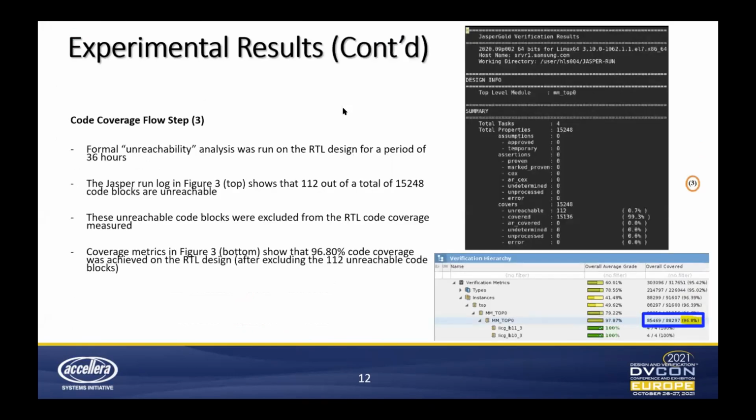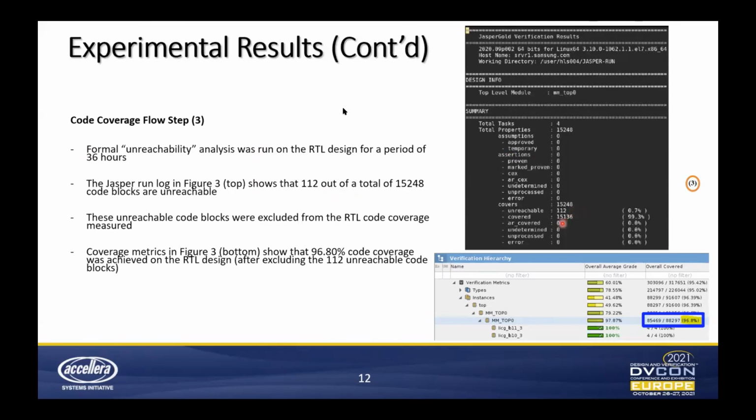We continue with experimental results on this slide. Step 3 of the code coverage flow was applied on the multimedia design. Formal unreachability analysis was run on the RTL design, giving the prover a time period of 36 hours. The Jasper run log seen in the figure shows that 112 out of a total of 15,248 blocks are unreachable.